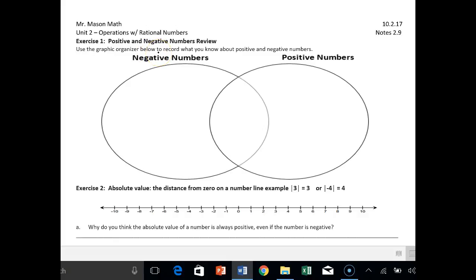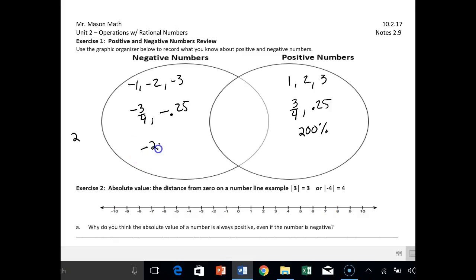The first is we're going to use this graphic organizer to record what we know about positive and negative numbers and see if they have anything in common. So, for instance, positive numbers are whole numbers such as 1, 2, 3. You could also do decimals and fractions like this, percents, all positive numbers, right? Negative numbers are going to be whole numbers that are negative. So negative 1, negative 2, negative 3, etc. You can do negative fractions as well. And believe it or not, negative percents.